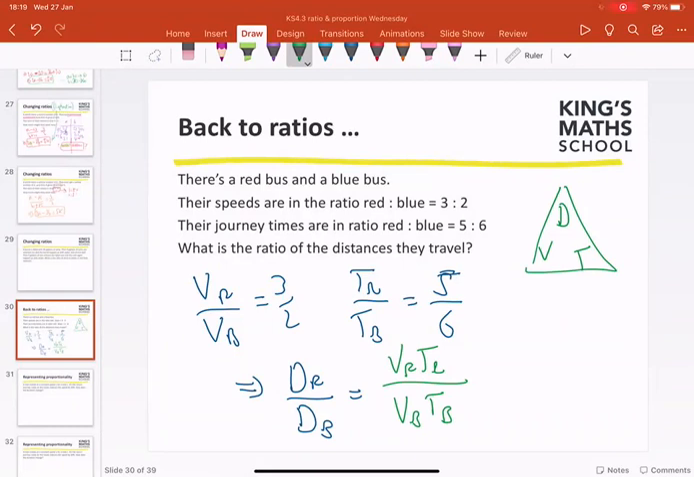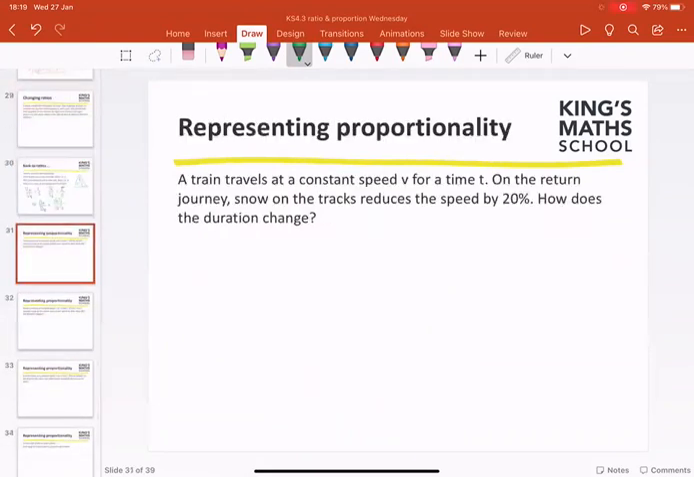And that leads us into the second section, which is thinking about representing proportionality. So something like this: you've got a train traveling at constant speed. Now we're going to reduce the speed by 20%. How does the duration change? Well, we could use a calculation. We could say, well, look, the duration is the distance divided by the velocity. So presumably on the return journey the distance is the same. So it's now distance divided by, well, it's 0.8 of the velocity, because it's been reduced by 20%.